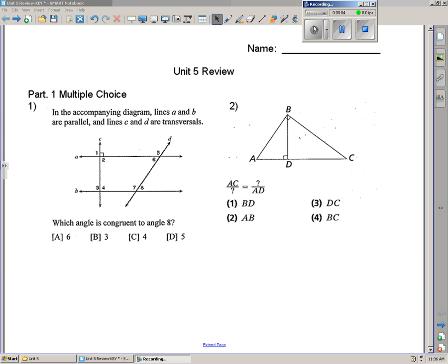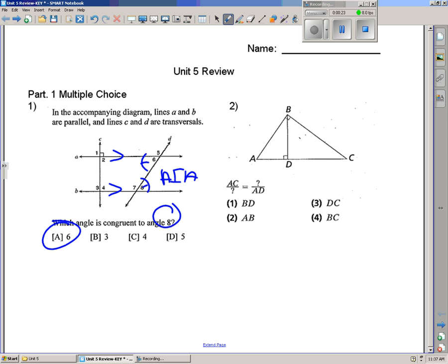Multiple choice 1. In the accompanying diagram, lines A and B are parallel, so we know that this is true. Lines C and D are transversals, and I want to know which angle is congruent to angle 8. Well, angle 8 is right here. In terms of congruent, I noticed that 6 is an alternate interior angle, so angle 6 would be my answer.